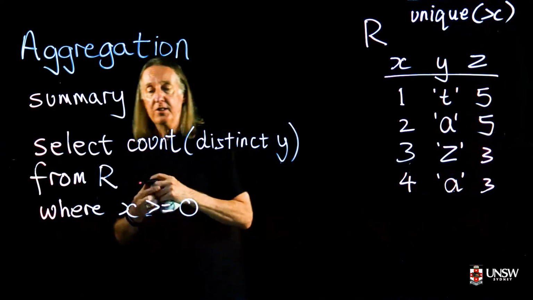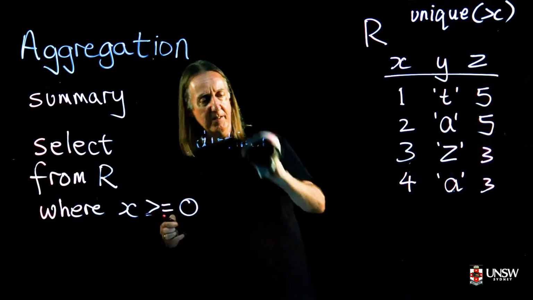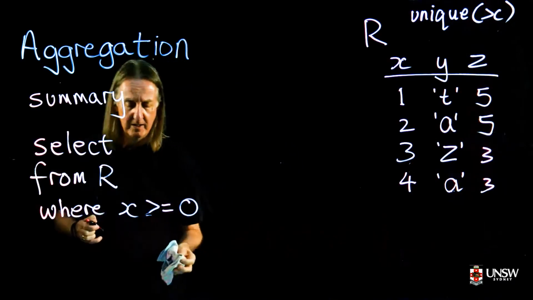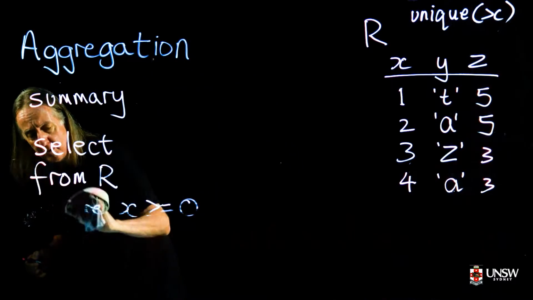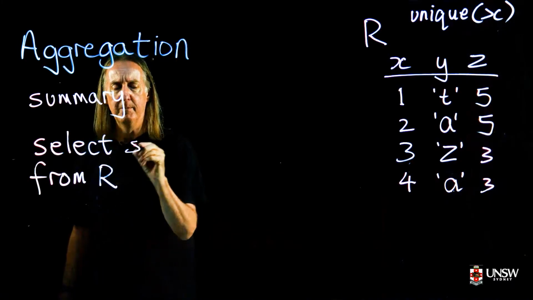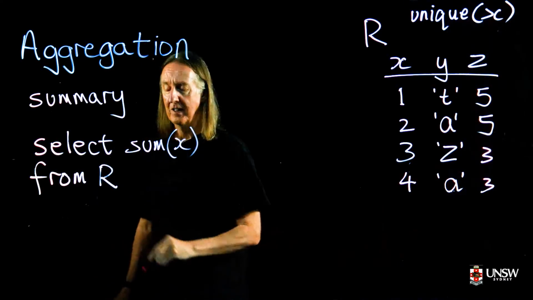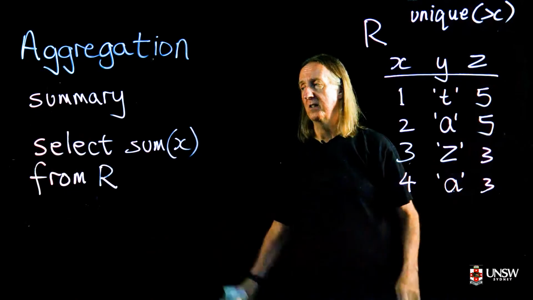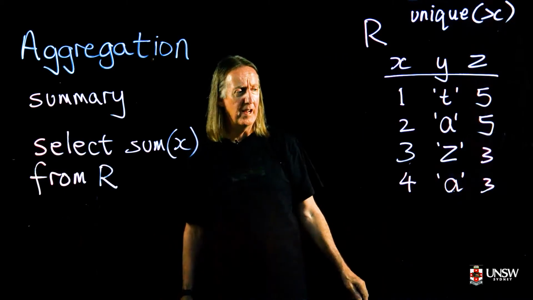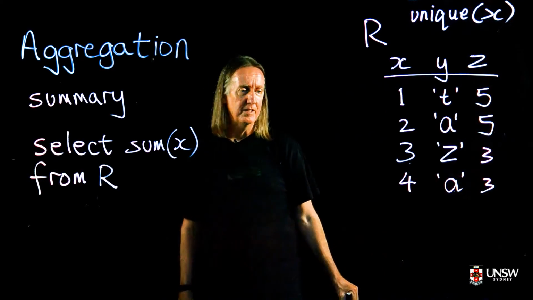Other aggregates, as I said, there's a lot of numeric ones. A very common one is sum. So let's get rid of the where clause and just say select the sum of all the x values from the table R. So basically what this query is going to do, run down that column, add up all of the values there. So in this case, we get the result 10.